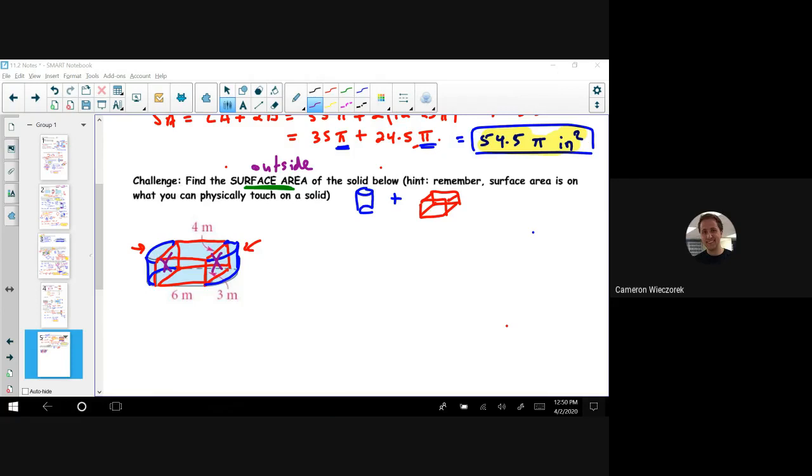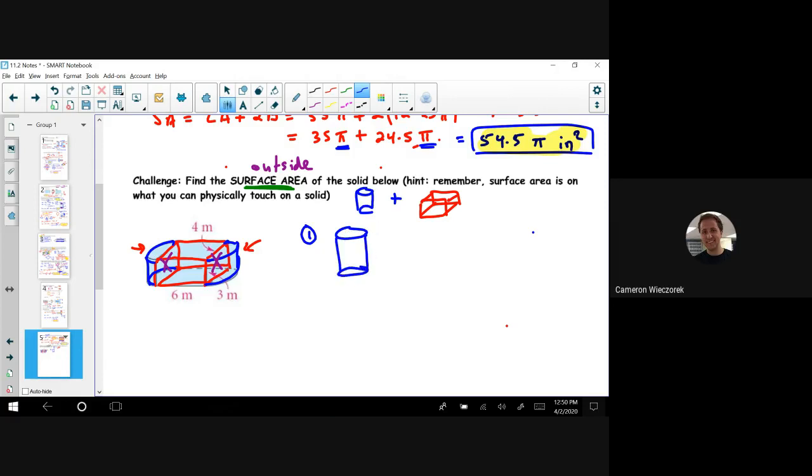So what do I need to find? Let's start with the cylinder. The cylinder's faces are all included. I'm just going to pretend like I took the left half cylinder and the right half cylinder and fused them together to just make one shape. Okay, so the two half cylinders make a full cylinder.